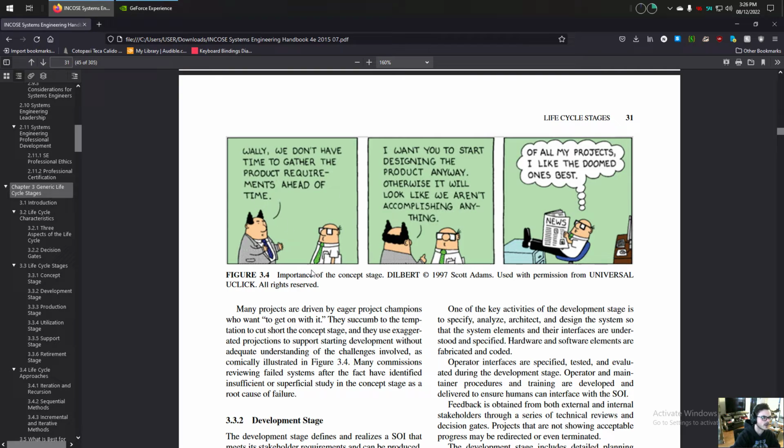It's a Dilbert comic. It says the importance of the concept stage from 1997 by Dilbert. It says, "Wally, we don't have time to gather the product requirements ahead of time. I want you to start designing the product anyway. Otherwise, it'll look like we're not accomplishing anything." And then at the end, it says, "Of all my projects, I like the Doom ones best." So, he knows it's not going to work.